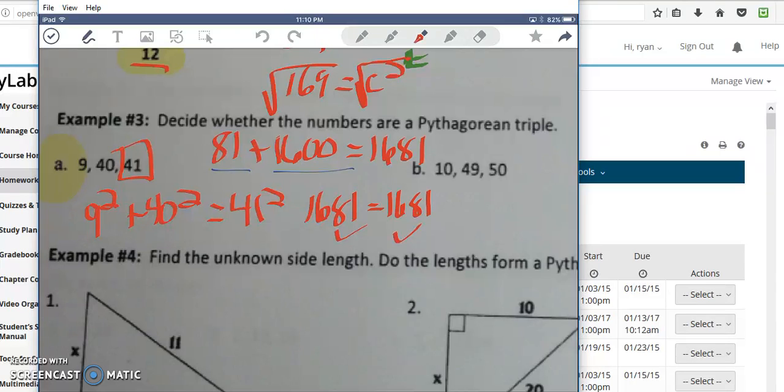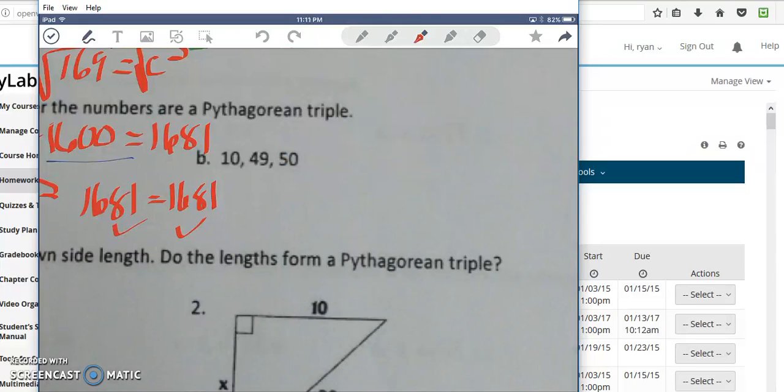I would like for you guys to pause this and try B to see if it is or isn't. Okay, I want you to pause the video, work it out yourself, then push play, watch me do it, and see if you get the same things and right things.